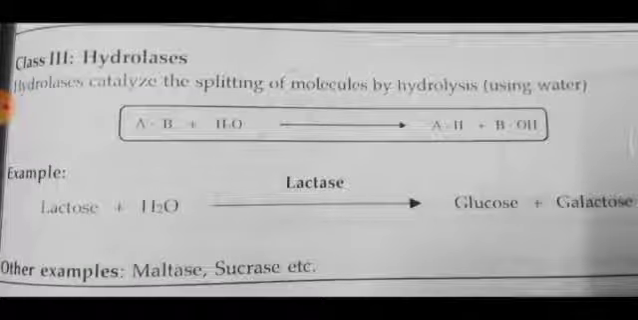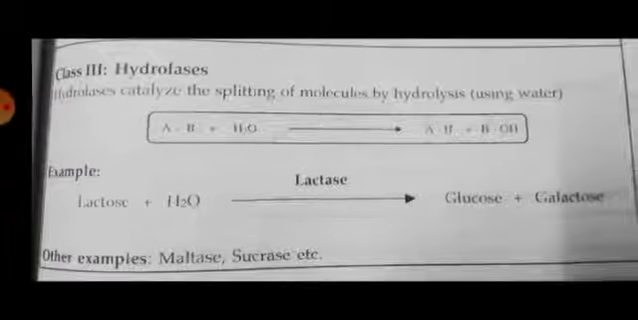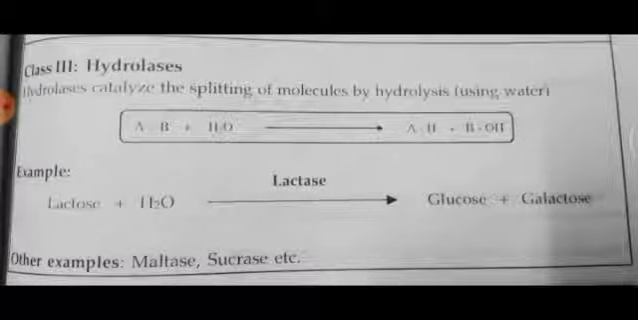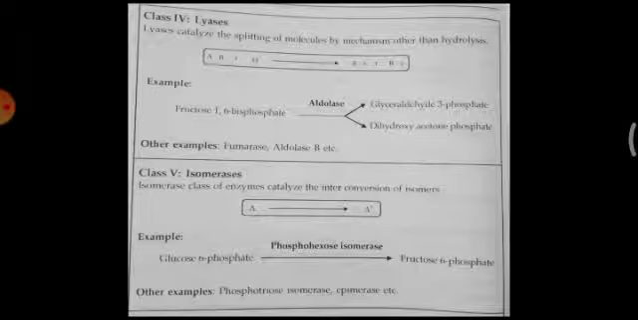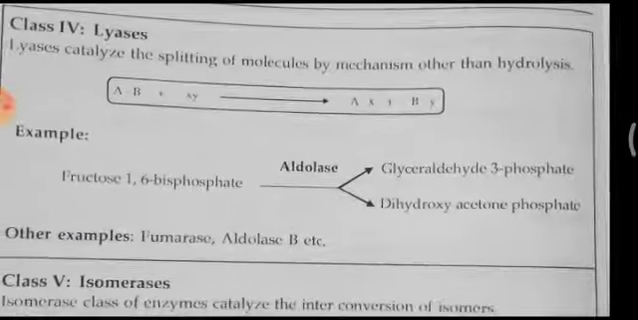Along with that, if you want other examples, you can see at the bottom maltase, sucrase, etc. These are carbohydrate digesting enzymes. Similarly, you can come across protein digesting and lipid digesting enzymes, which also come under hydrolase category enzymes. Next we will go for the fourth category enzymes, that is lyases.